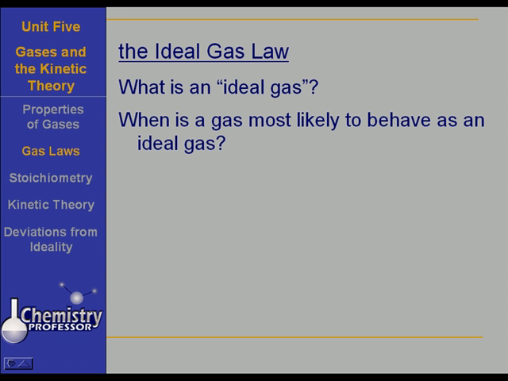And when is a gas most likely to behave in an ideal fashion? Well, it behaves in an ideal fashion when the pressure is low and the temperature is high. Because when the pressure is low and the temperature is high, gas molecules are not forced close together. Therefore, they do not interfere with each other, if you will, and cause deviations from the ideal gas law.